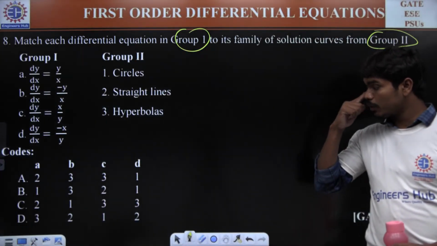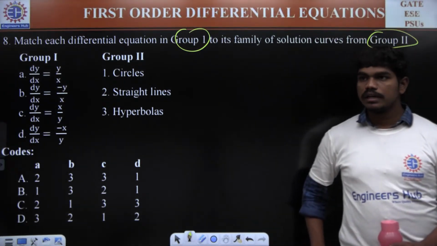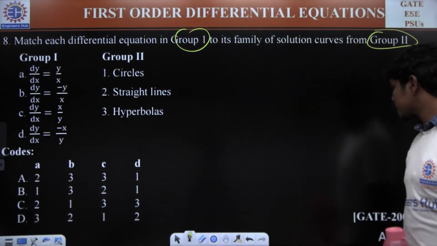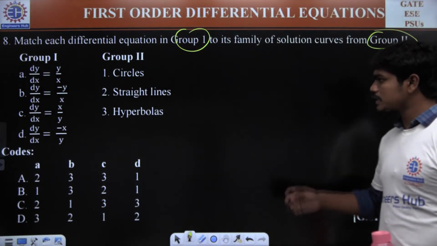So now I hope you can see the question. Please try to solve. It's a really good question. Of course, it was asked in 2009, but still it's a really good question. So please try to answer.